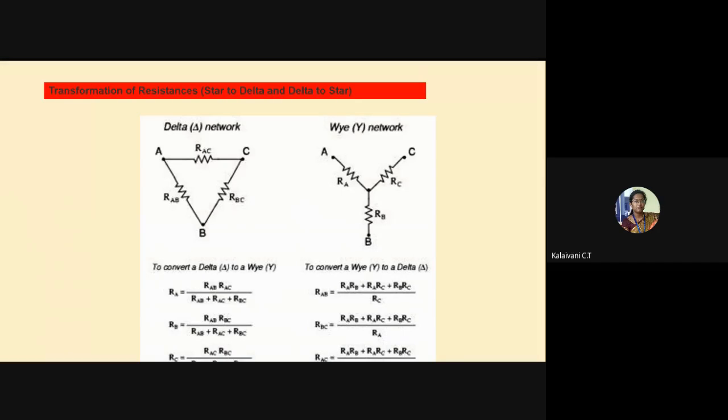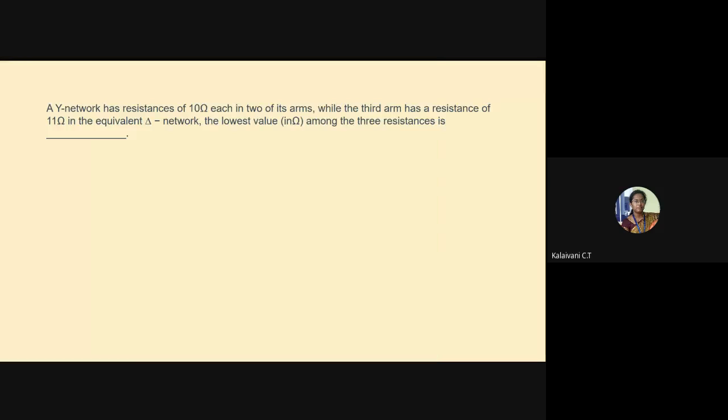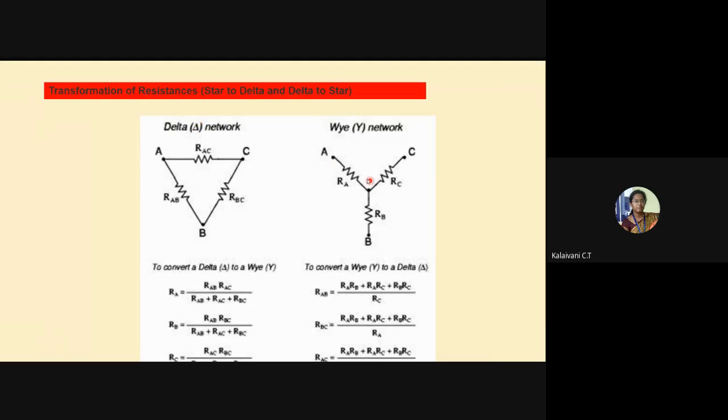You all remember the conversion of delta to Y network. We will just recall the formula for converting delta to Y and Y to delta. In this question, they have given 3 arms, and we have to find the equivalent delta network. So they have given the Y network. We have to find the delta network and the lowest value of the 3 resistances in the delta network. So we are going to use the Y to delta conversion.